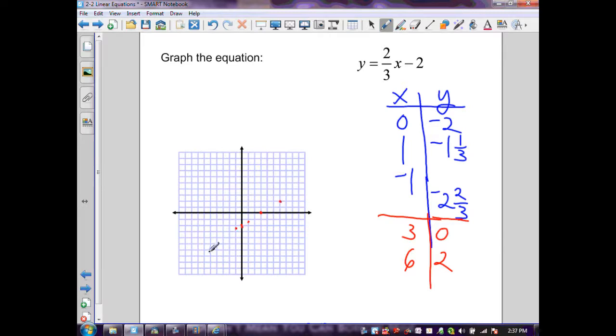Now what I want to do is connect those points with a straight line. This graph represents that linear function.